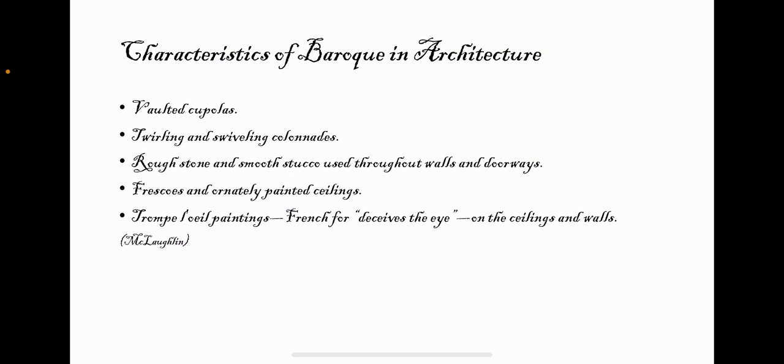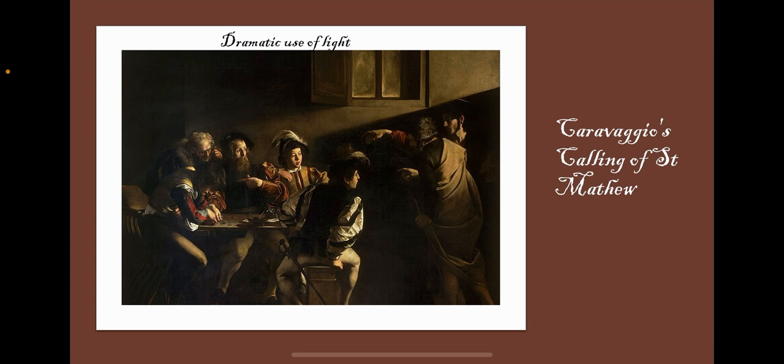Characteristics of Baroque in architecture. So not only is there Baroque style in art, but there is also Baroque in architecture and buildings as well. The characteristics are vaulted cupolas, twirling and swiveling colonnades, rough stone and smooth stucco used throughout walls and doorways, frescoes and ornately painted ceilings. There are also frontal ceiling paintings and trompe l'oeil that deceives the eye on the ceilings and walls.